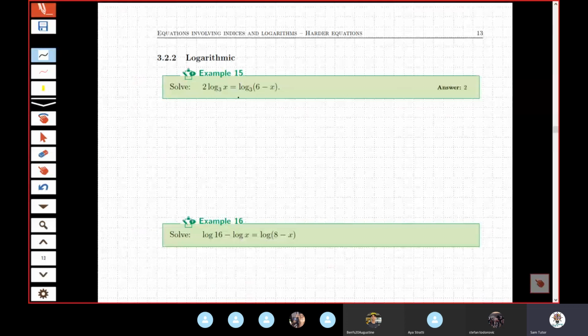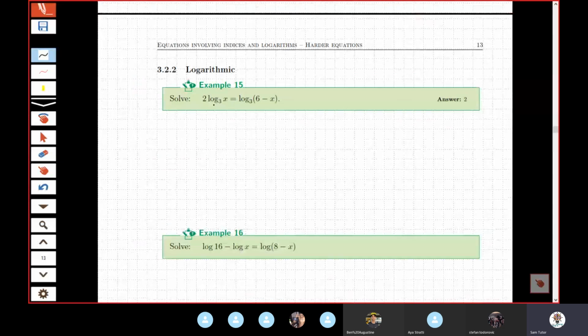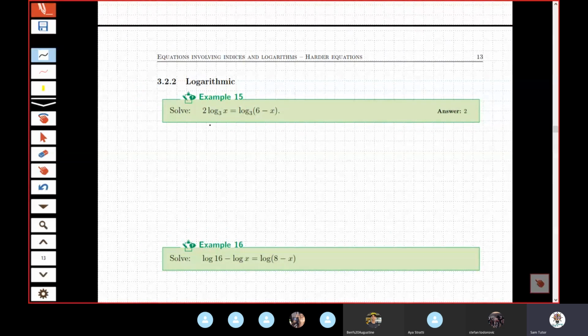To solve log equations, of course, eventually we want to find x, which means we've got to get rid of the log. The opposite of the log is to exponential it. So let's have a look at how these work. 2 log x sub base 3 equals log 6 take away x sub base 3.